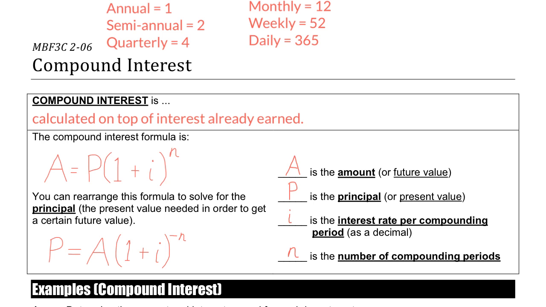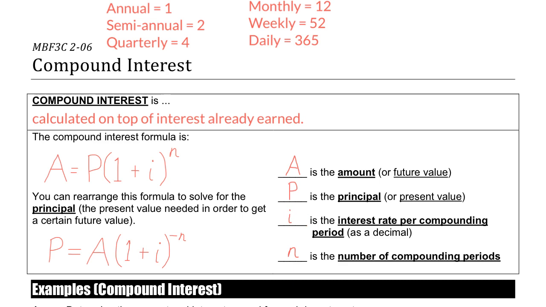So for example, if my annual interest rate is 10%, but it's compounded semi-annually, that would mean that I have to divide that 10% per year into 2 pieces. So each piece would only be 5%. So my value of I, the interest rate per compounding period, would be 5%.